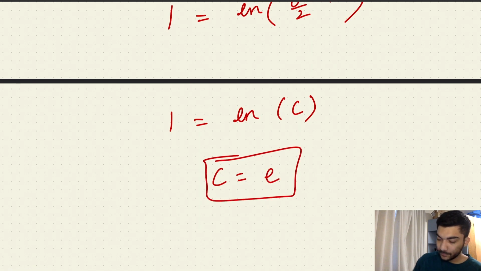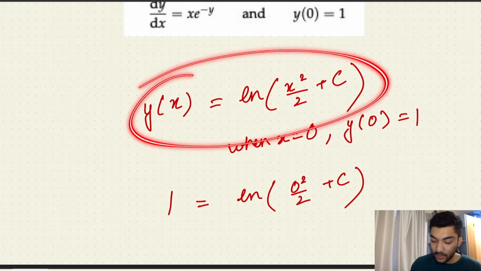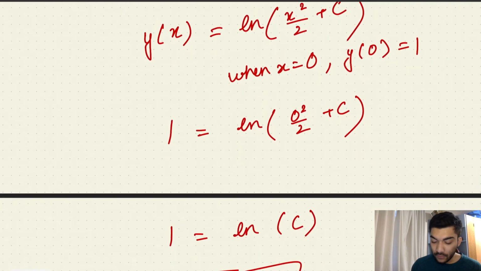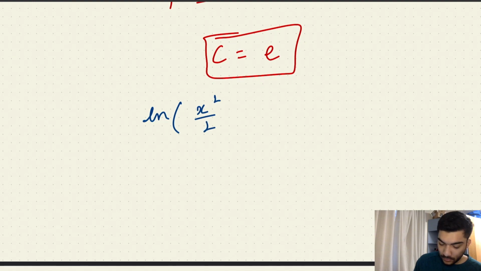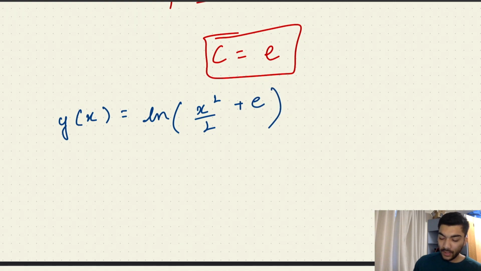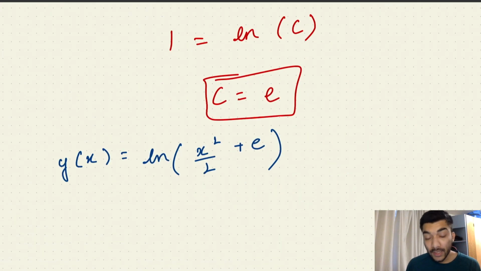So now the final answer to your differential equation, the final function solution, will simply be y of x equals ln of x squared by 2 plus e in this case. So that's it for this video.